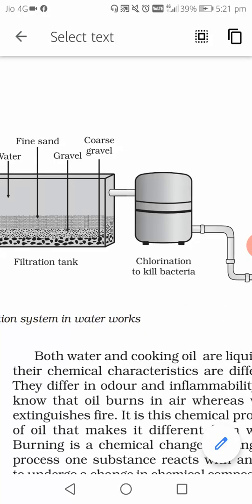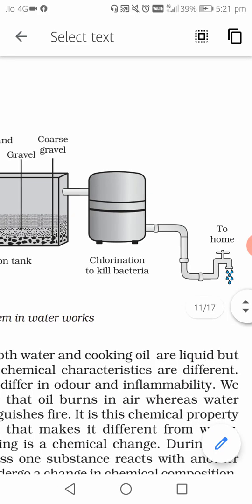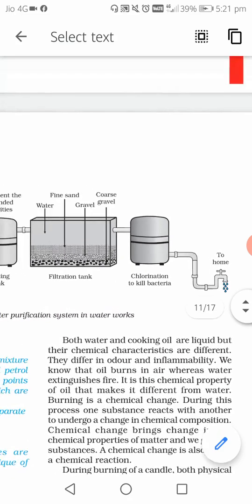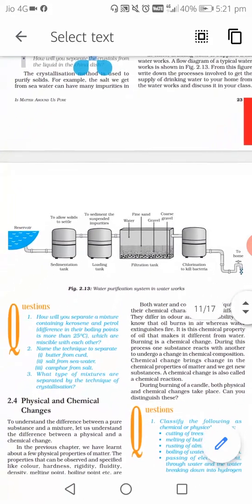In this next tank, what is done? Chlorination is done. Chlorination means, till the filtration tank, we have removed the impurities present, but we have not used anything to kill the germs or bacteria present. That is why in the next tank, the chlorination tank, chlorine is used. What is the purpose of this chlorine? It kills the bacteria or germs present, and finally the water becomes suitable to drink, and that is why from this chlorination tank it will be supplied for household uses. Okay, so this is how we purify water.